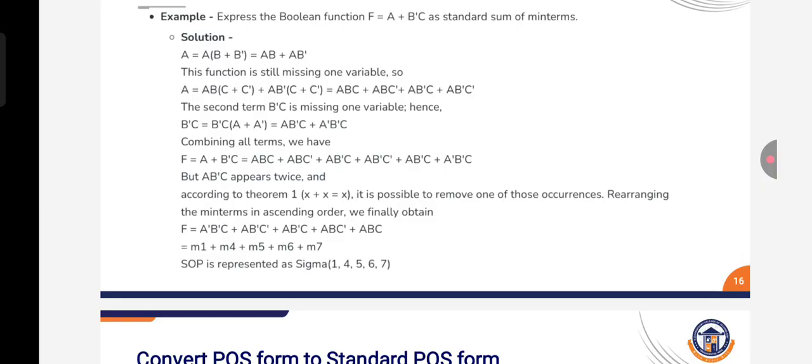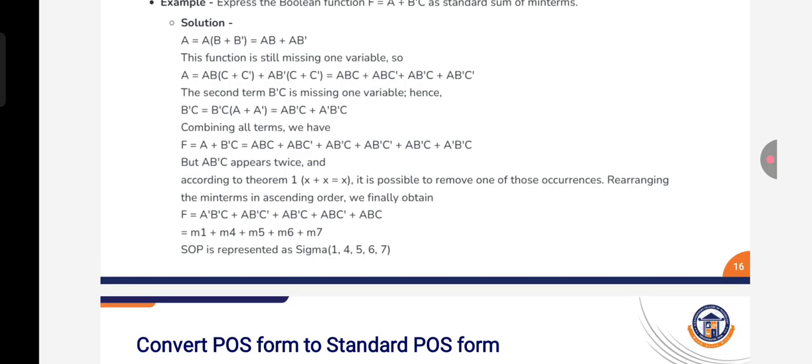The second term b'c is missing the variable a. So a is written in its true form and complement form. So b'c times (a + a') is equal to a times b'c plus a' times b'c, which is ab'c + a'b'c. Combining all the terms, finally we get abc + abc' + ab'c + ab'c' + ab'c + a'b'c.